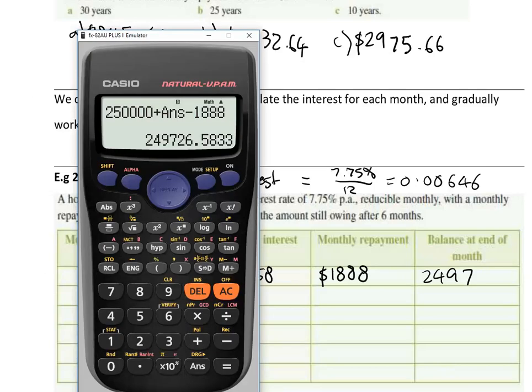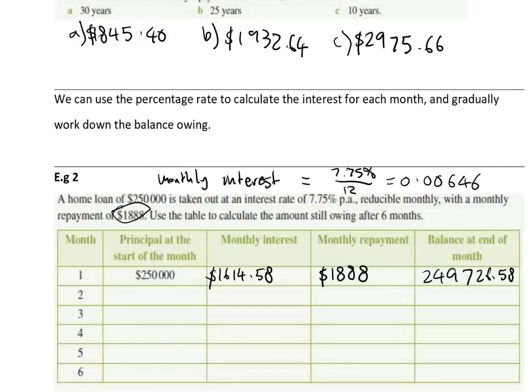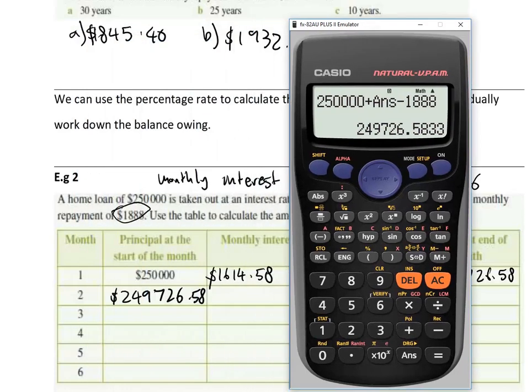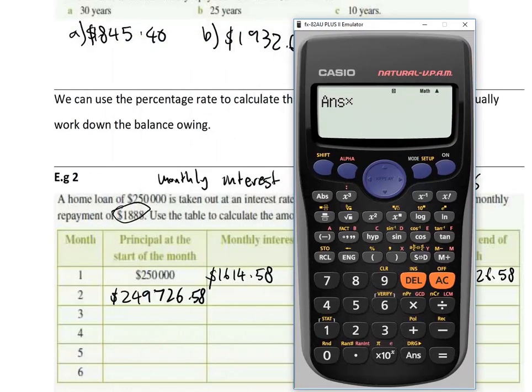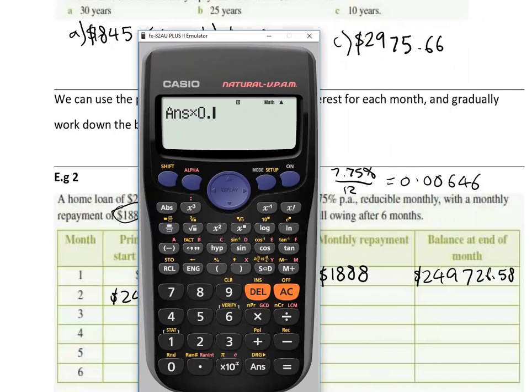26 and 58 cents. So if we were to do the next month, we then start with this value. And we need to calculate our interest again. Now, we don't need to recalculate what our monthly interest percent or decimal is. We're just going to start with this number, answer, times our percentage rate, 0.00646. And that will give us our interest for that month.